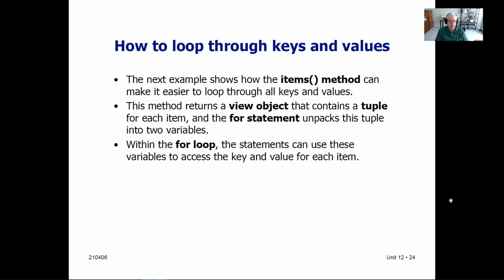All right. So next is the items method of those three methods we were looking at to pull out the data. And so this is going to create a tuple. It's going to return a view object that contains a tuple for each item and a for statement that will unpack the tuple, so it's a two-step process. We're going to use the items method to create a tuple for each of the key value pairs.